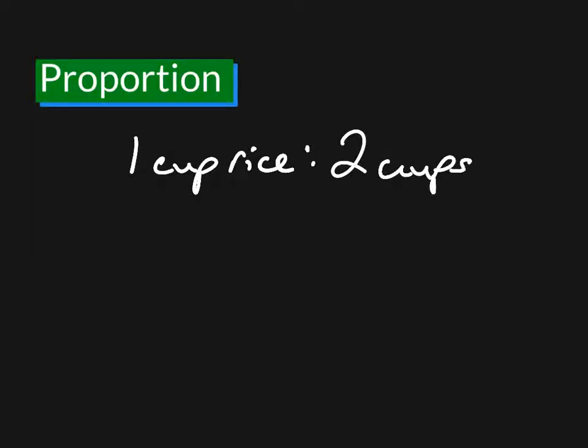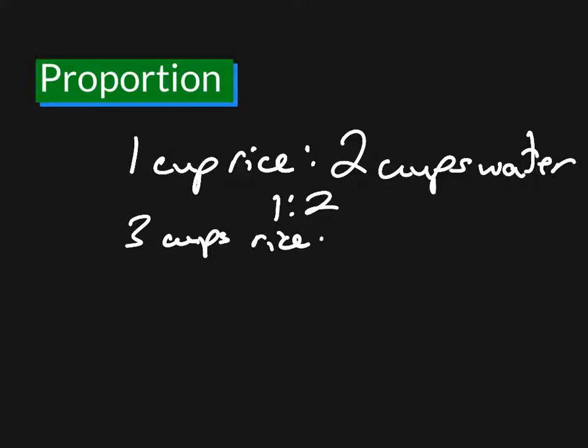For example, let's say you're cooking rice, and the instructions on the bag call for a ratio of 1 cup of rice to 2 cups of water. So that's a ratio of 1 to 2. And what we want to know is if we're going to cook 3 cups of rice, how much water do we need?